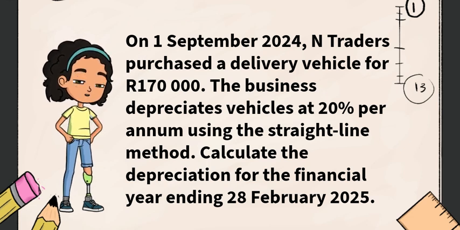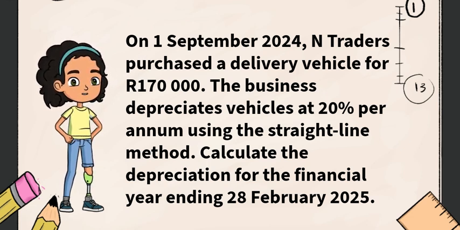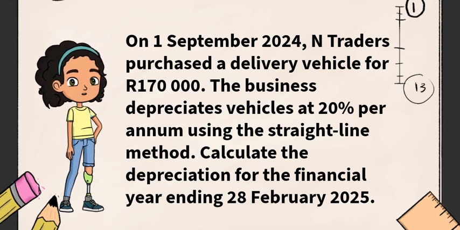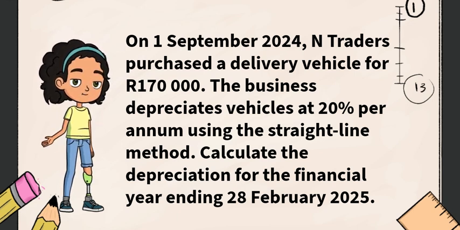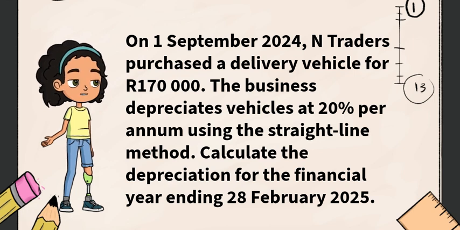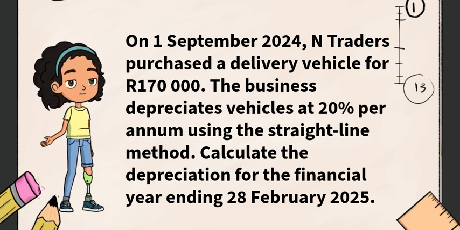Let's do a simple example. On the 1st of September 2024, N Traders purchased the delivery vehicle for 170,000 Rand. The business depreciates vehicles at 20% per annum using the straight line method. Calculate the depreciation for the financial year ending 28 February 2025.